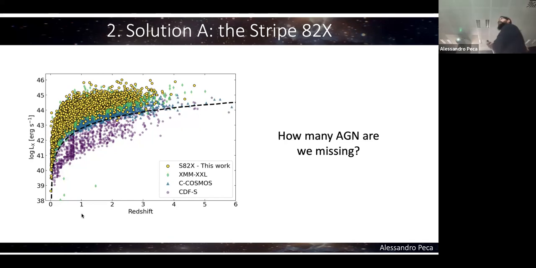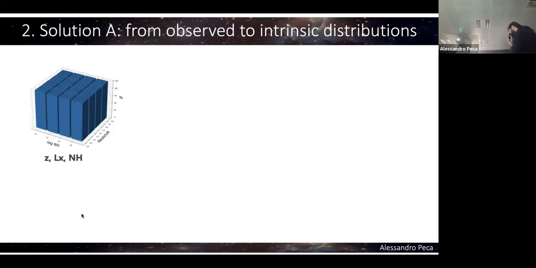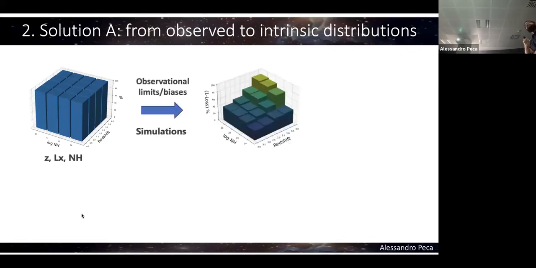To answer this question, I did some simulations. So this is a representation of what we did. This is a perfect telescope, meaning that as a function of, for example, NH and redshift, on the z-axis you have the percentage of sources that you can get in your observations. Of course, if your telescope is perfect, you get 100% for all possible combinations of parameters. Then we simulated a lot of sources as a function of redshift, LX, and NH. What we did next was to apply our observational limits and observational biases to our simulations.